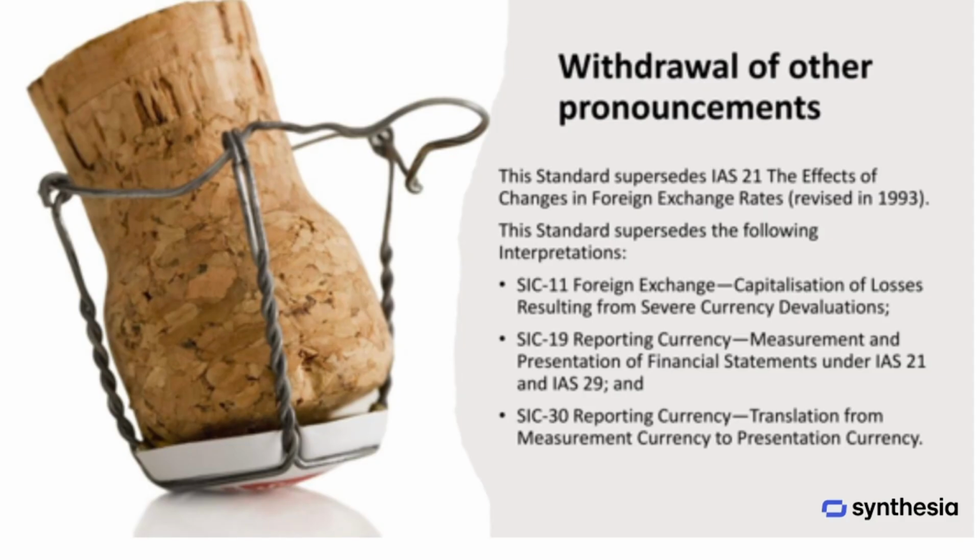This standard replaces the previous IAS 21, titled The Effects of Changes in Foreign Exchange Rates, which was last revised in 1993. Additionally, this standard supersedes several related interpretations. These include SIC 11, which covers the capitalization of losses resulting from severe currency devaluations. It also replaces SIC 19, which addresses the measurement and presentation of financial statements under IAS 21 and IAS 29 concerning the reporting currency. Finally, SIC 30, which relates to the translation from measurement currency to presentation currency, is also withdrawn by this standard.